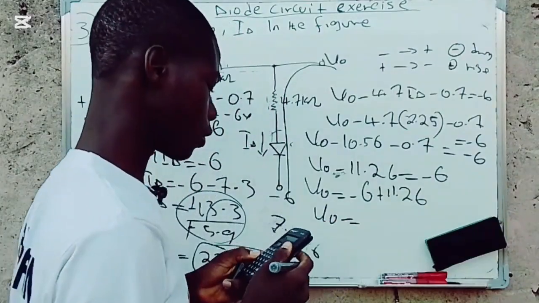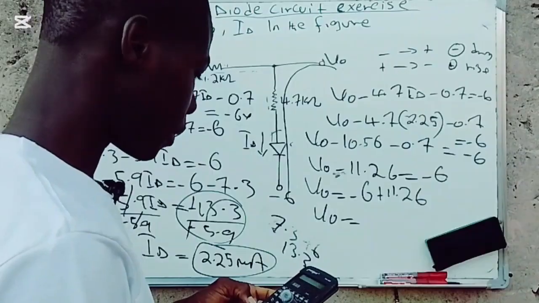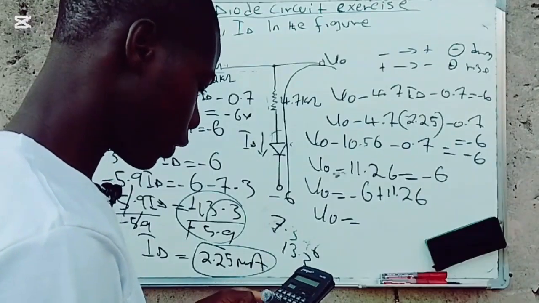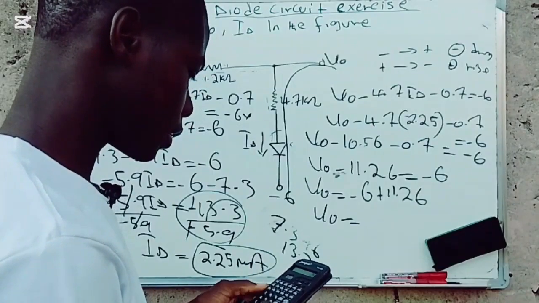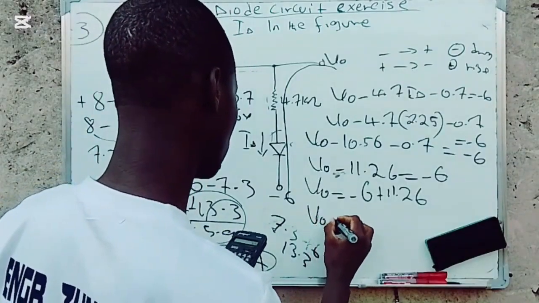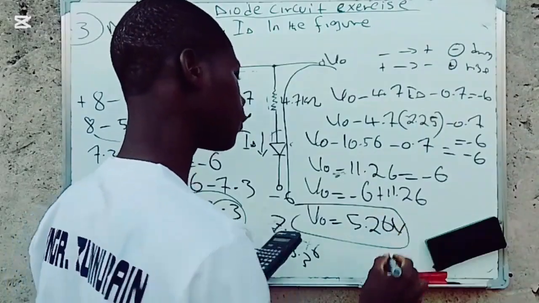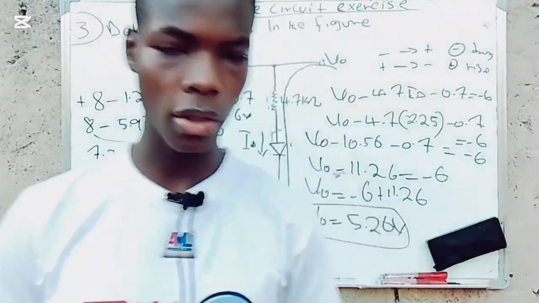V naught should now be equal to, if I say minus 6 and plus 11.26, so this should now be what? V naught should now be equal to 5.26 volts. So this is all I have for you for the third question.